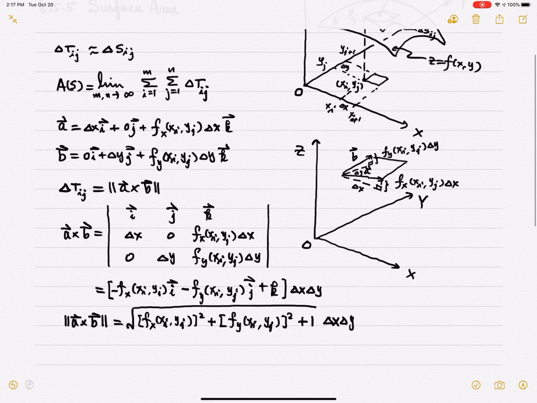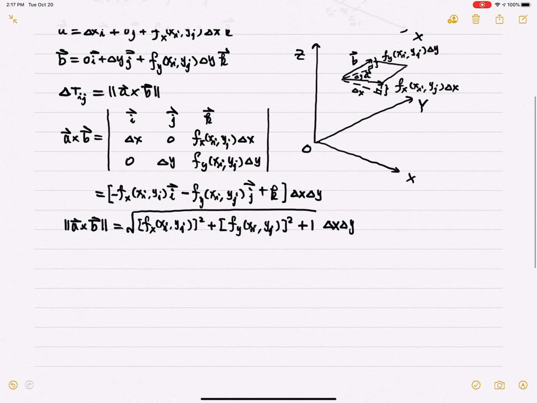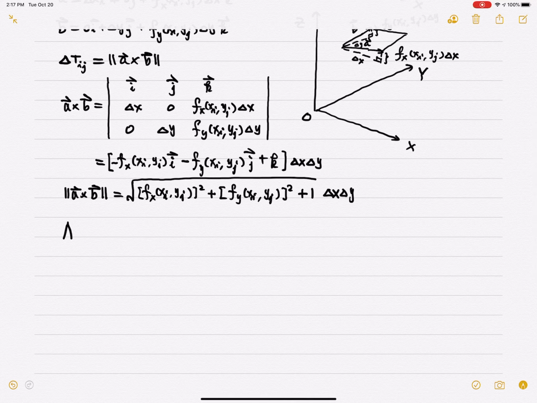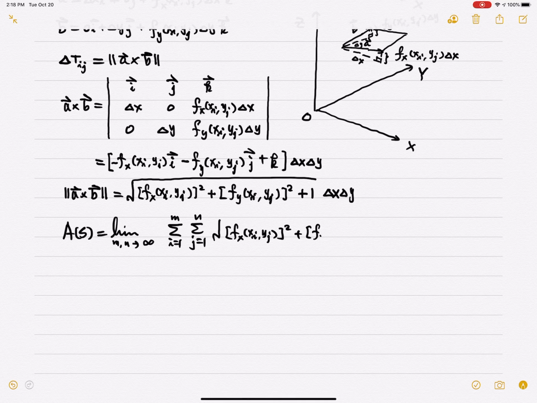So if I substitute into the limit of summation, we get the area of S equal to the limit as m, n approach infinity of the summation, i from 1 to m, j from 1 to n, of the square root of f sub x at x_i y_j squared plus f sub y at x_i y_j squared plus 1.